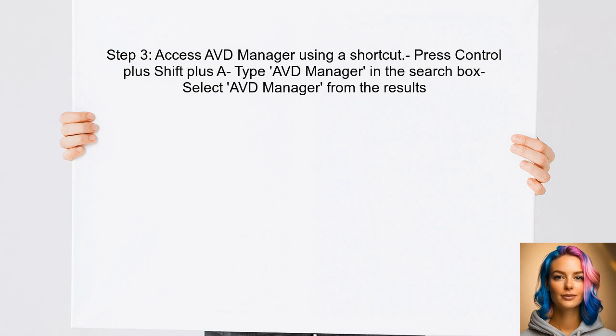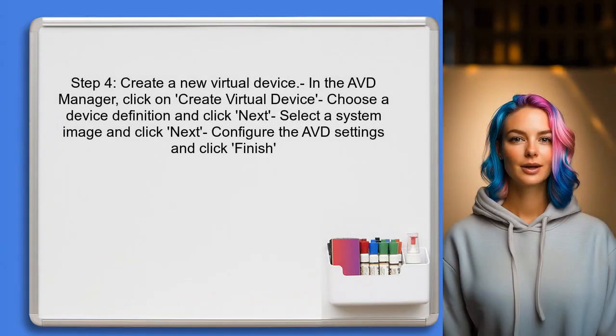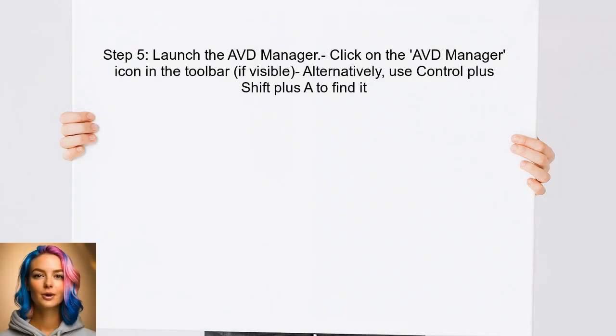They can press Ctrl+Shift+A to open the Find Action dialog. If the user prefers, they can also create a new virtual device directly from the AVD Manager. This allows them to test their applications on different Android versions. Finally, the user can launch the AVD Manager from the toolbar if it is visible. If not, they can always use the keyboard shortcut or the Find Action dialog.